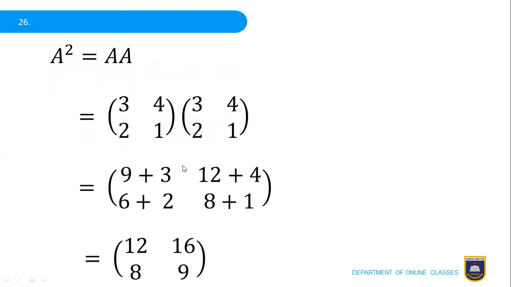No, sir. What did you get? 17, 16, 8, 9. Come again. 17, 16, 8, 9. Did you all get 17, 16, 8, 9? Yes. Okay. So there may be a typo here. So let's do it together and see. So 3 times 3 will give us 9, plus 4 times 2 is also 8. So yes, the 12 here is supposed to be 17. So your answer is correct.